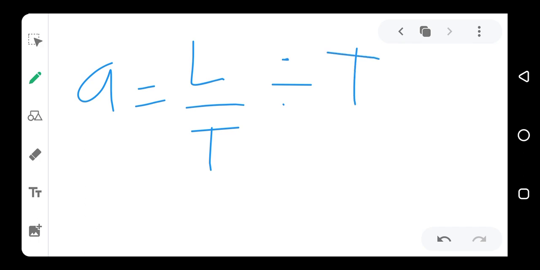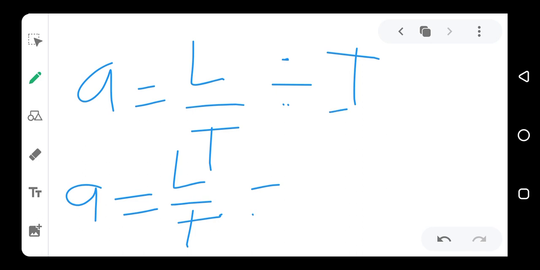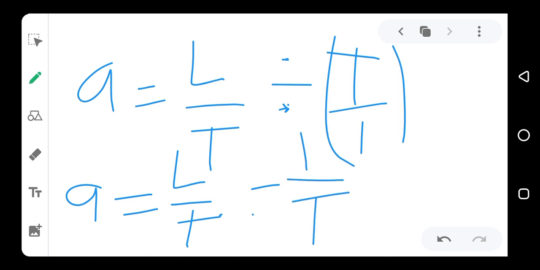Anything standing on its own is over 1. So we have acceleration is equal to L over t. Now this is a division sign. If you want to change this division sign to multiplication sign, we invert. This is over 1. So if we want to change it from division here to multiplication, we invert this. So what we are going to have is 1 over t.